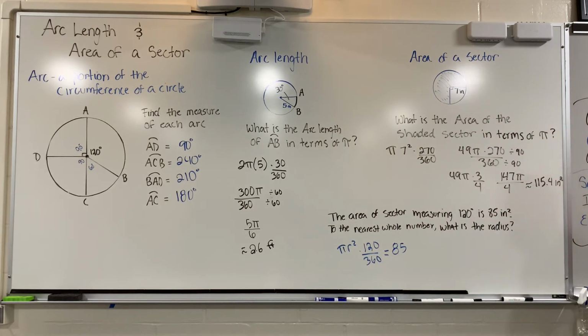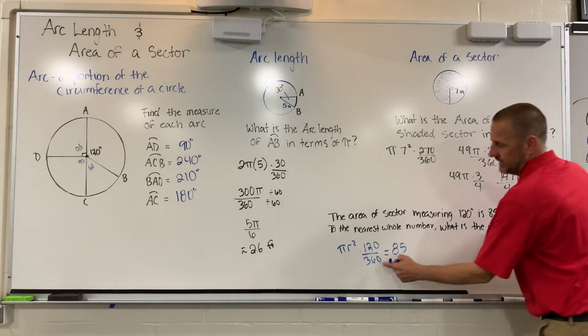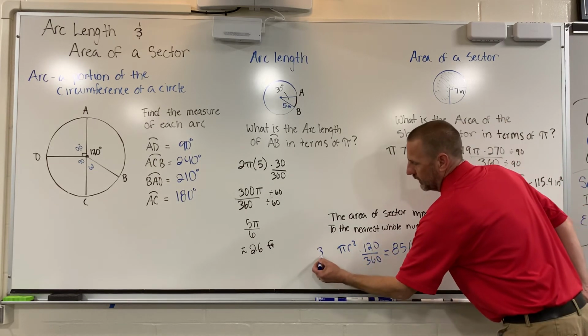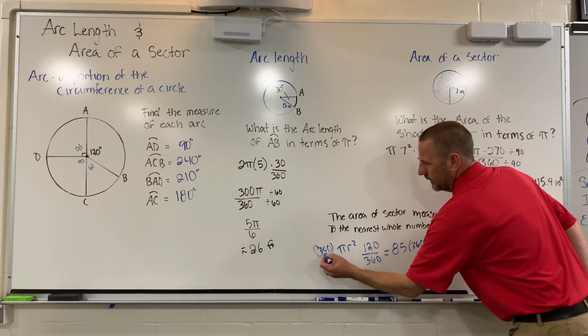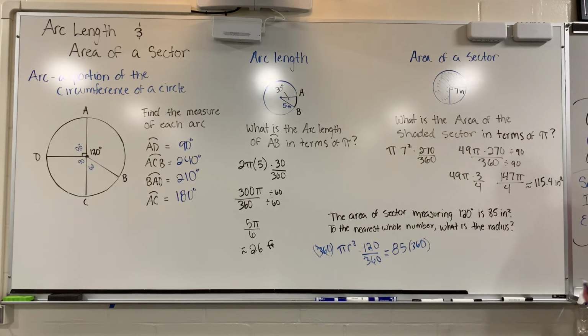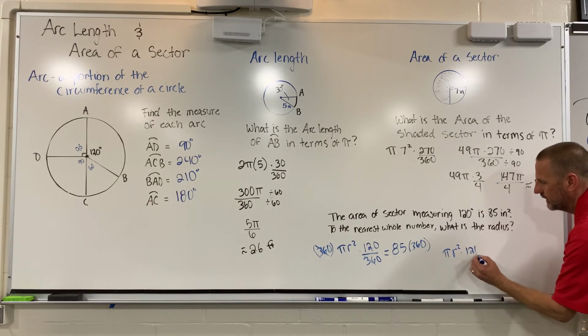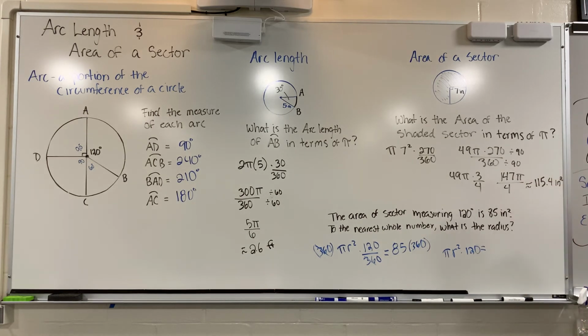All right, so I'm going to try to figure out what the radius is. So I've got to work backwards. The first thing I'm going to do is get rid of fractions because I can't stand dealing with fractions. So seeing that 360 on the bottom as a fraction, I'm going to multiply this side by 360. I'm going to do it over here as well, and that gives me the ability to cancel out the 360. So now I've got pi r squared times 120 equals, that's going to be a big number. Let's see, what's 85 times 360? 30,600.